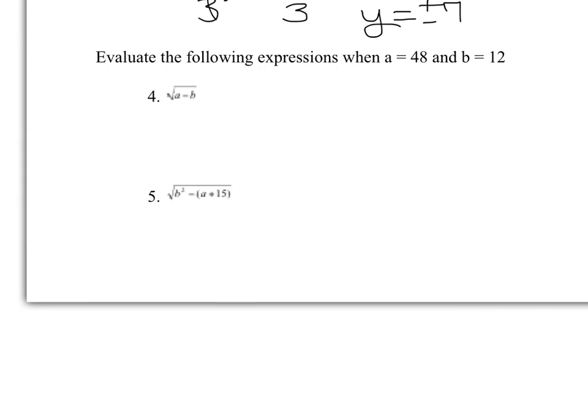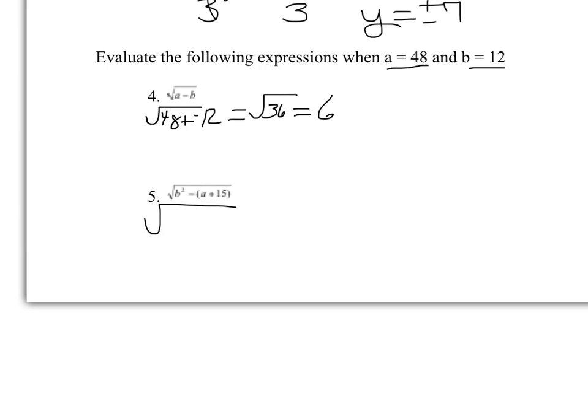For problems 4, 5, and 6, everywhere you see an A, you're going to plug in 48. Everywhere you see a B, you're going to plug in 12. And then you're just going to follow order of operations. So number 4 is the square root of 48 plus negative 12. Always change your subtraction to plus the opposite. That's going to give you the square root of 36, which we now know is 6. And that's the answer to number 4.